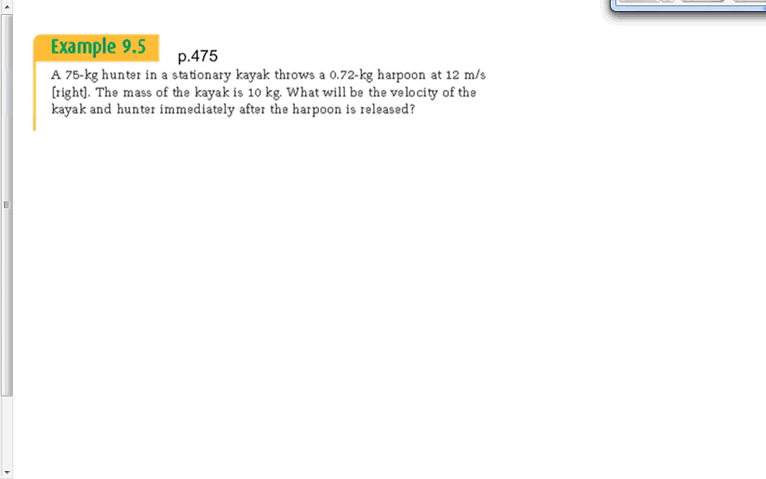The guy is 75 kilograms. Oh wait, he's got a harpoon. The harpoon weighs 0.72 kilograms. Did you see the harpoon, Braden? Did you see the harpoon? It throws the harpoon at 12 meters per second to the right. The kayak is 10 kilograms. What is the velocity of the kayak and the hunter immediately after the harpoon is released?